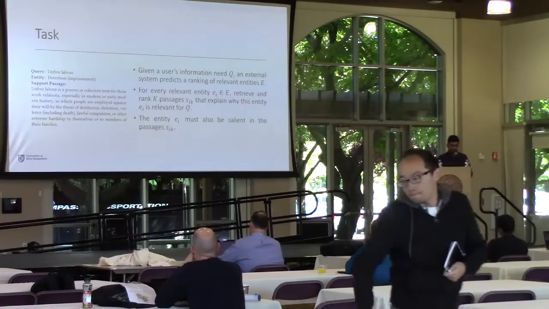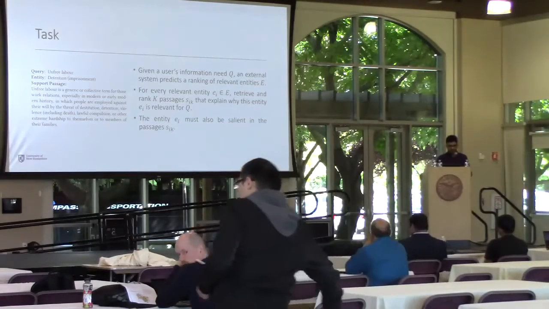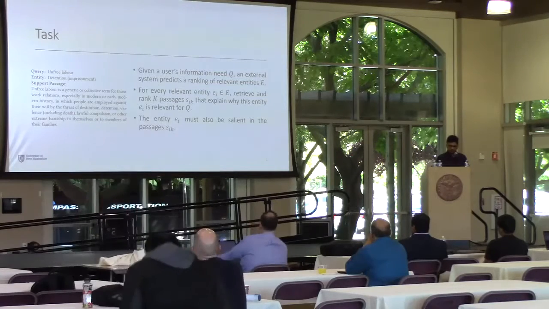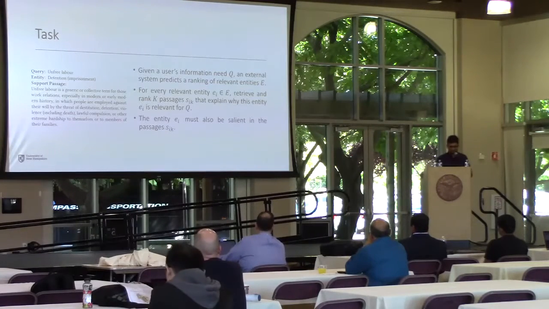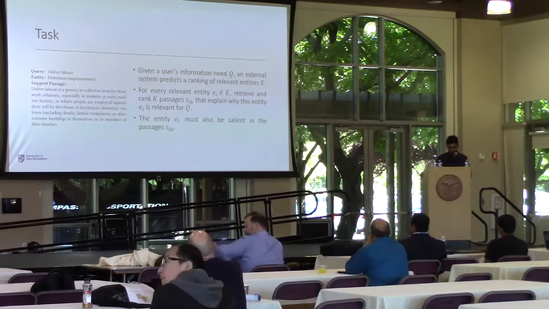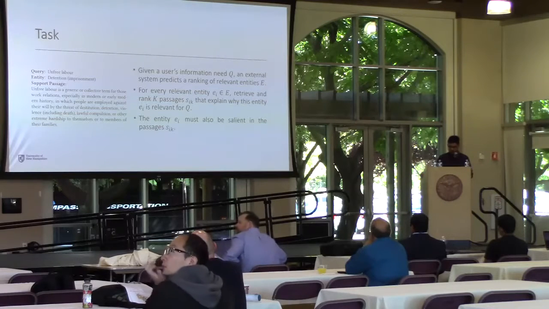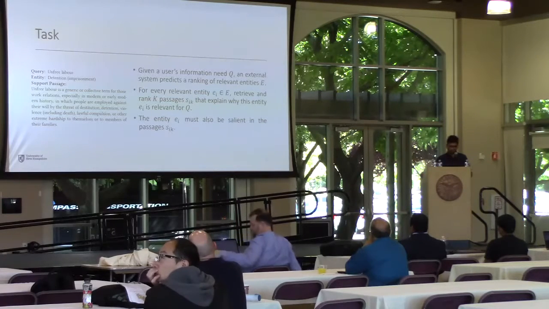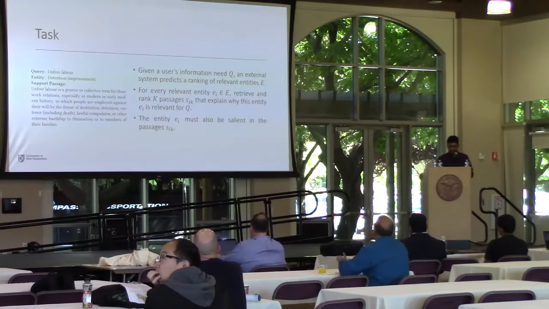To give a formal task description, we have a user's information need Q and an external system predicts a ranking of relevant entities E. For every relevant entity, small e in the set of relevant entities E, we have to retrieve and rank K passages which would explain why this entity is relevant for the query. Moreover, we would also want the entity to be salient for the passage. What I mean by that is we would like passages where the entity is central and not just mentioned on the side.